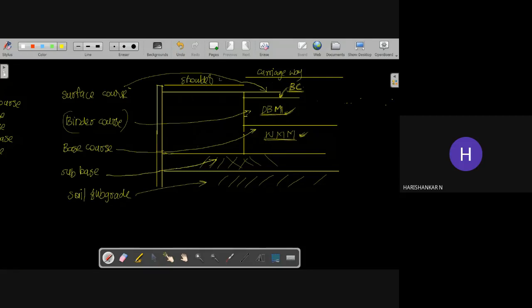So you're having both the shoulder and carriageway. So here, if rainwater gets penetrated within the different layers, there is a chance of penetration of the rainwater into different layers. So it will create the loss of adhesive property of the bitumen. That means the bitumen will lose its adhesive property once it's coming directly in contact with the rainwater. So there is a chance of rainwater penetration if the rainwater gets accumulated within this region.